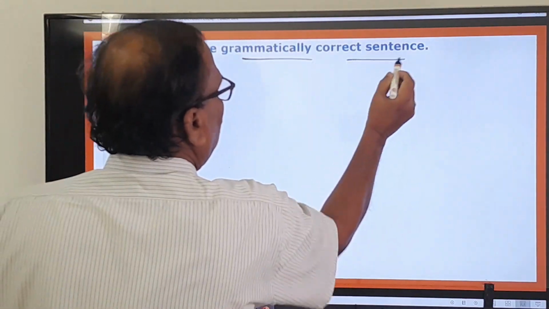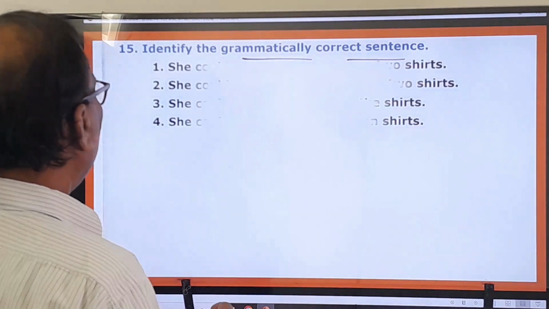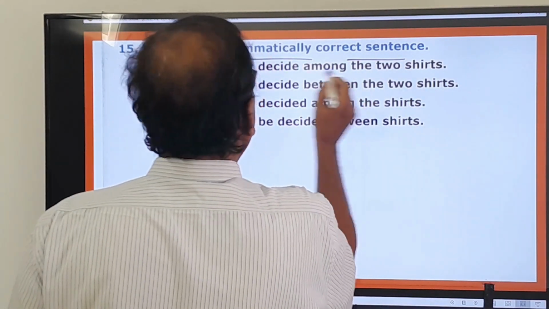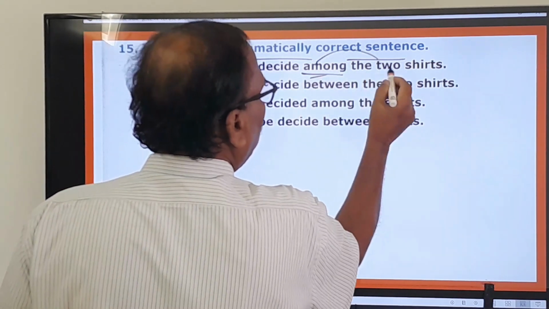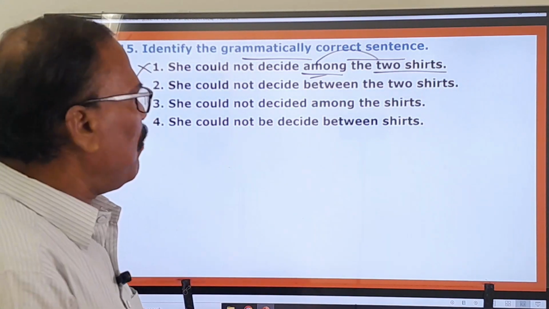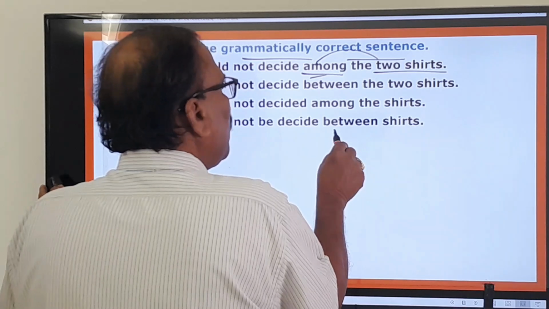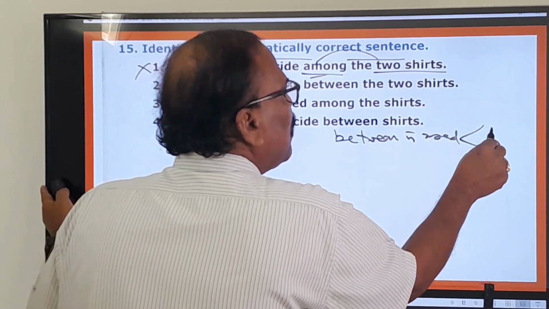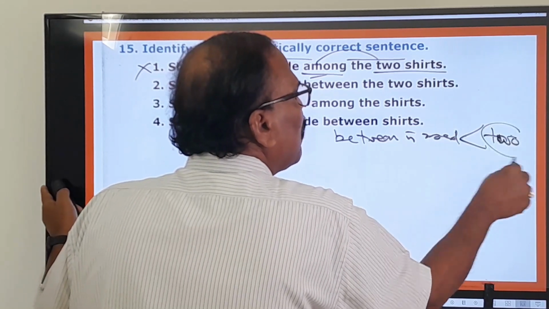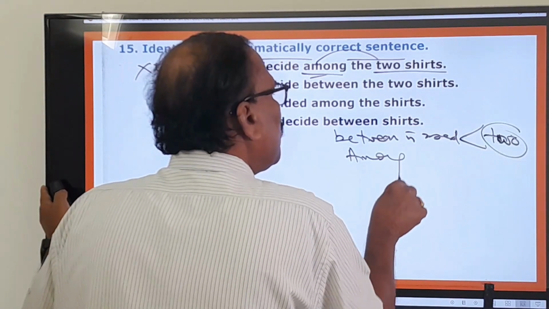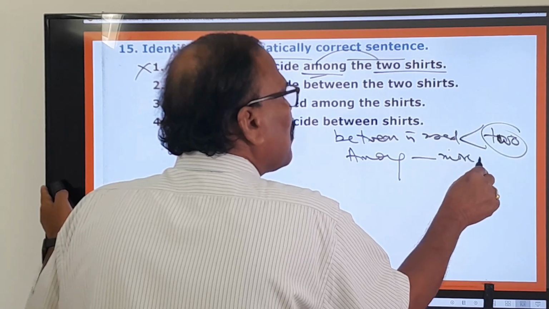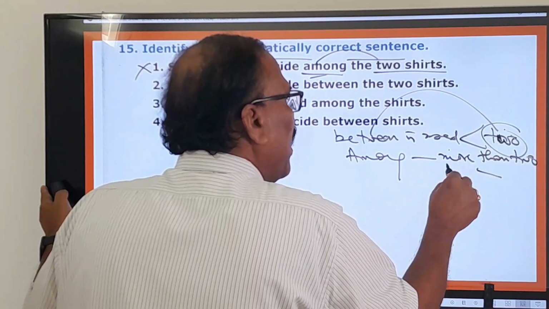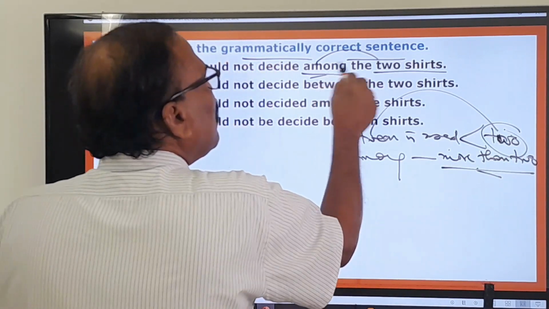Identify the grammatically correct sentence. What are the sentences given here? She could not decide among the two shirts. Okay, this is wrong. You know the rule. Between is used with two terms, and among is used with more than two terms. So among is used with two shirts.